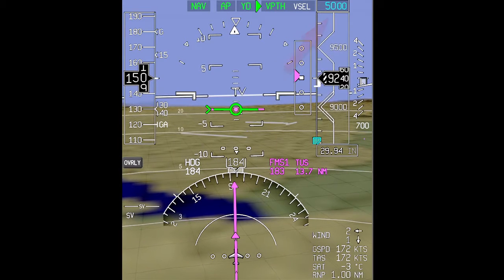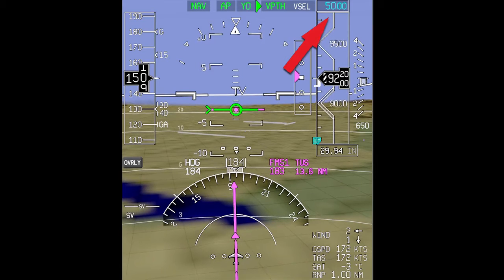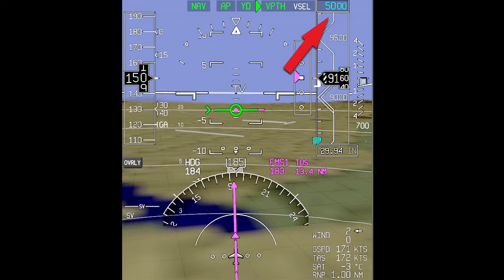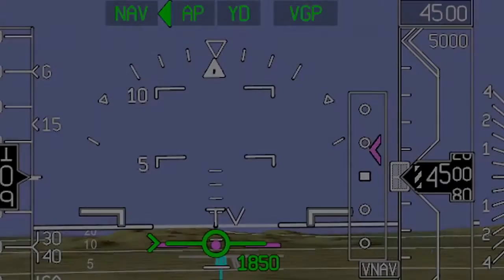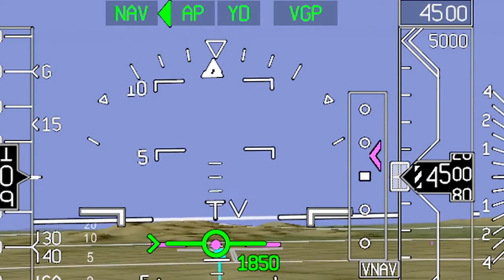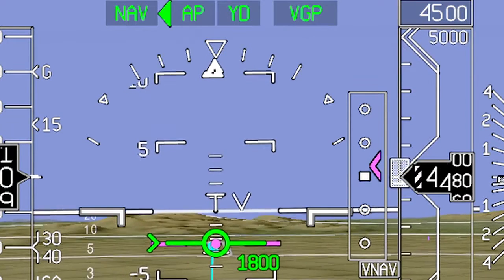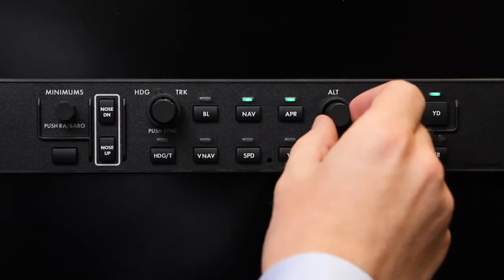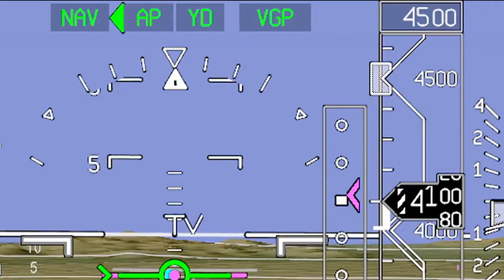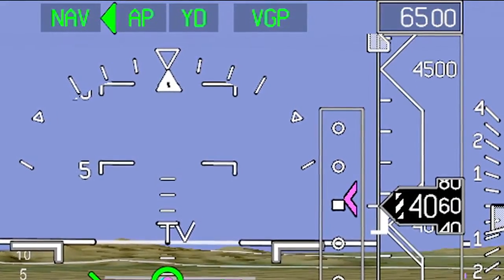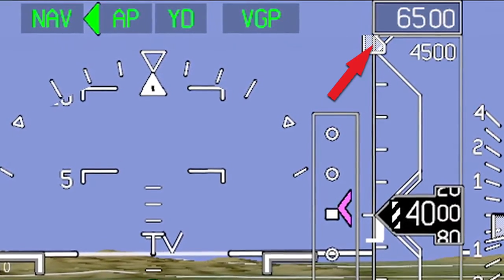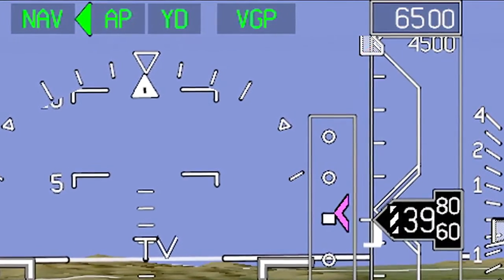VPath mode respects the altitude in the altitude preselector, meaning it will not allow the aircraft to descend below the altitude set in the altitude preselector. VGP is similar to VPath mode, but with one important difference. Unlike VPath mode, VGP mode disregards the altitude set in the altitude preselector. This allows the pilot to continue a descent with the altitude preselector set to the missed approach altitude, similar to the way an ILS glide slope mode behaves.